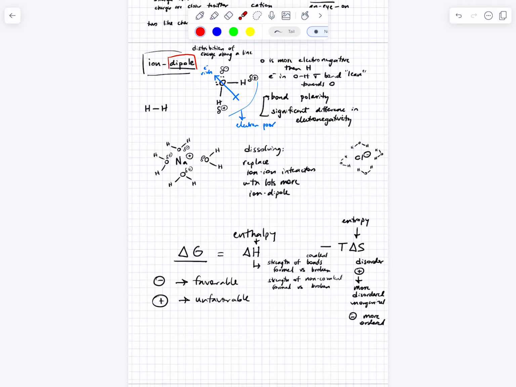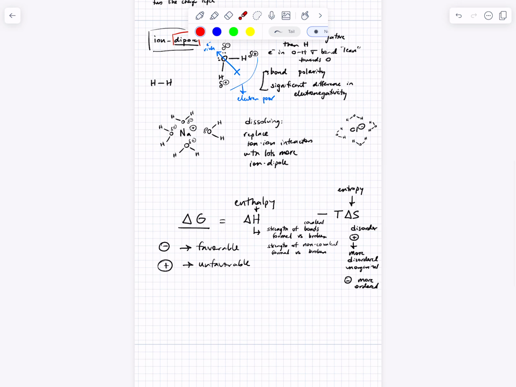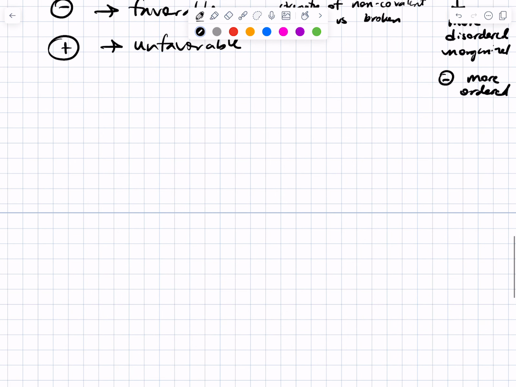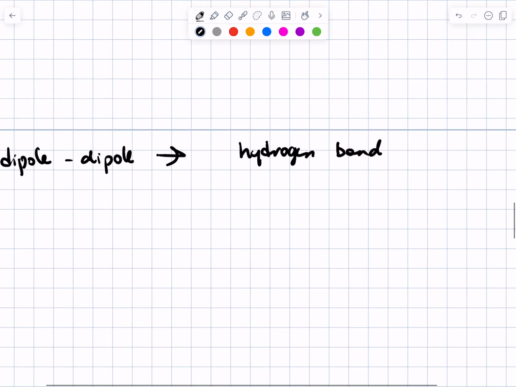All right, I want to zoom in on a special kind of dipole-dipole interaction. It's called a hydrogen bond. This is kind of squares and rectangles. All squares are rectangles, but not all rectangles are squares. All hydrogen bonds involve dipoles, but not all dipoles involve hydrogen bonds.